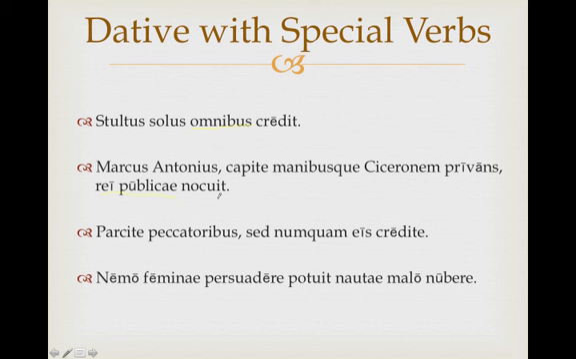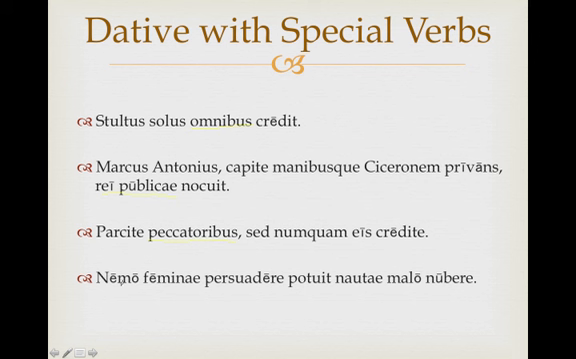Parcite peccatoribus sed numquam eis credite. So spare sinners, but never believe them. And here we have two datives with the special verbs, right? We have peccatoribus, because parco, to spare, parcere, I should say, takes a dative, but so does credo. So spare the sinners, but never believe them.